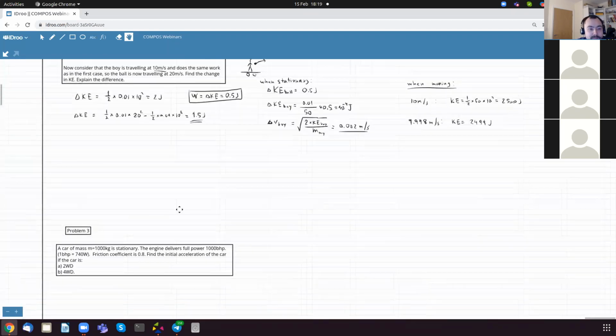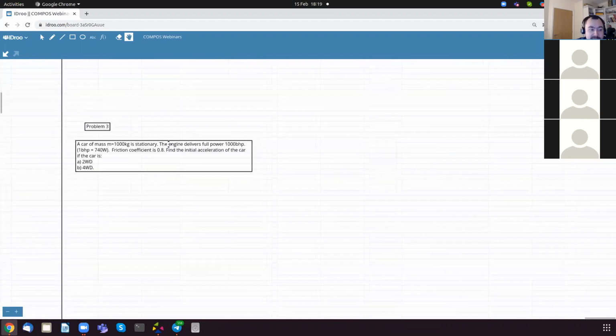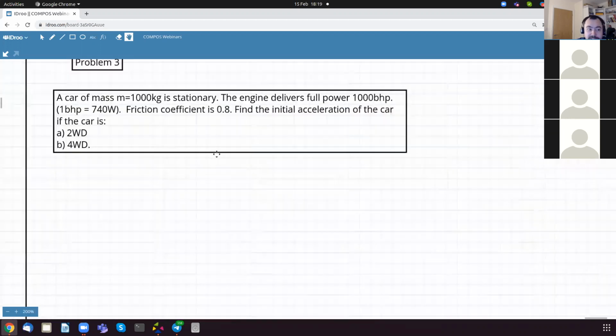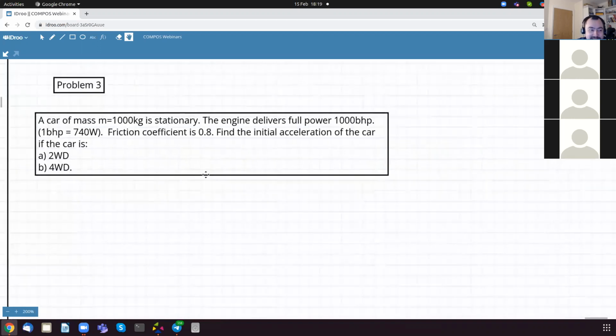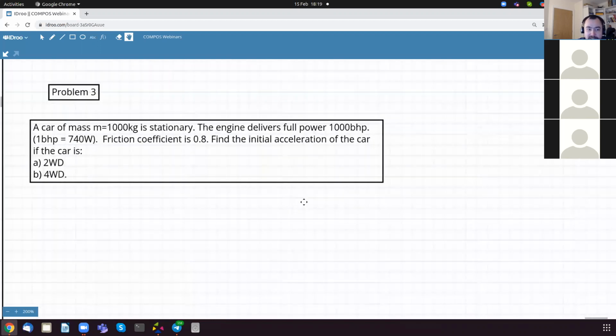Okay. Problem 3. Now, problem 3 is scarily close to one of the problems in the... It is about a car. It is a difficult question in the way it's phrased. This is an easier version.